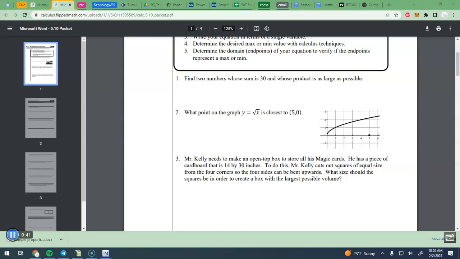Second one. So what point of the graph here is closest to 5, 0? So I think the true answer is like a right angle. So somewhere around there is probably your closest. But any point on this graph is X, Y, right? Like any point on any graph is X, Y.